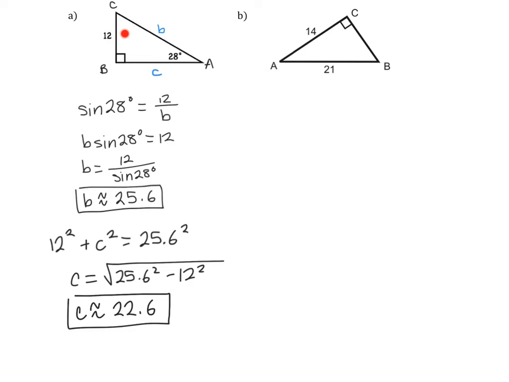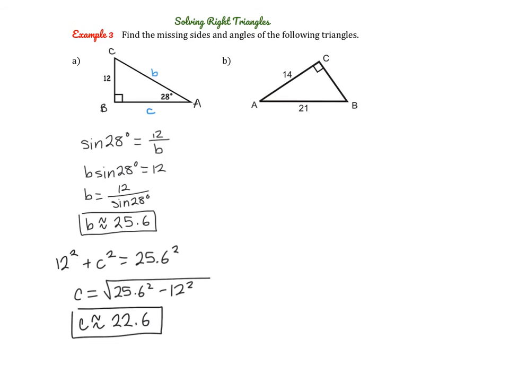And then, of course, to find our missing angle, we would just do our triangle sum theorem. We know that the three angles of a triangle should add up to 180. So 90 plus 28 plus 62 equals 180. So angle C equals 62 degrees.